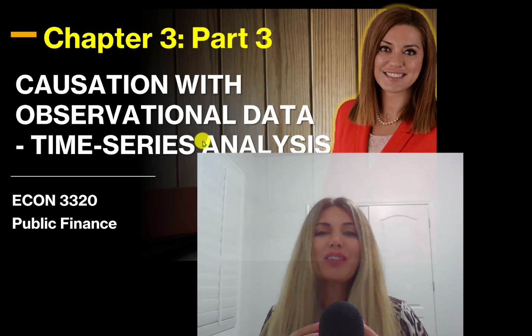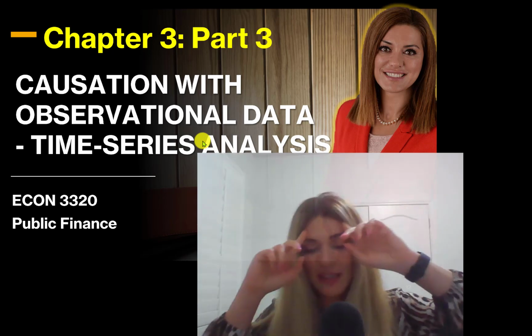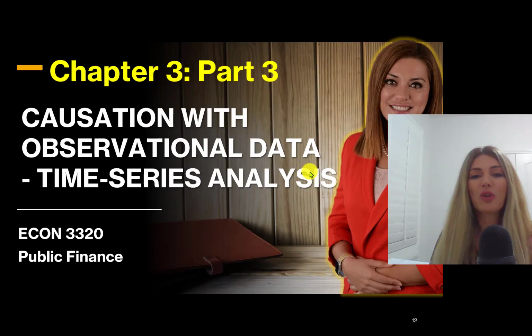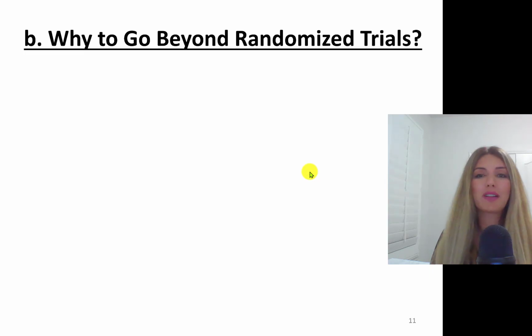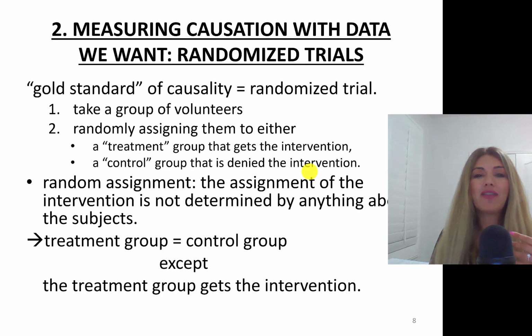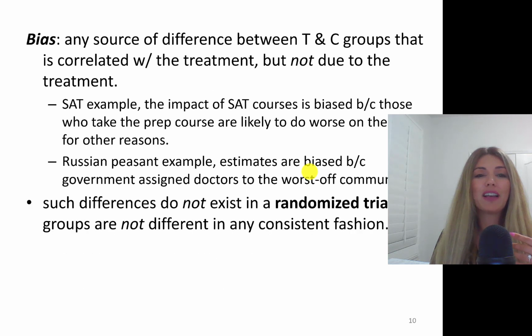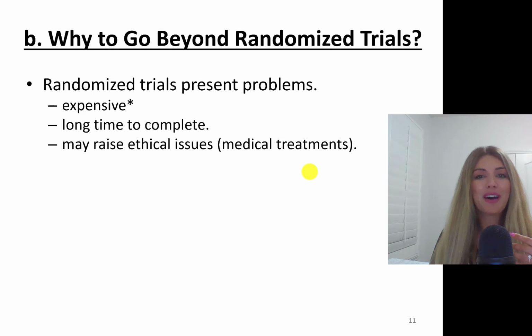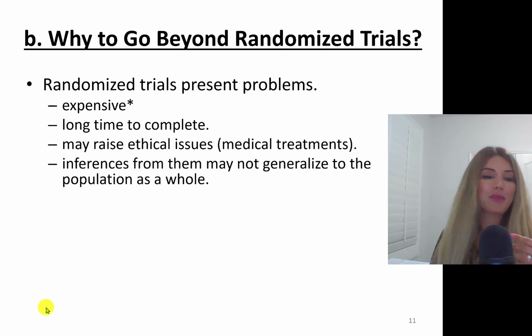In this part, we are studying the time series data. We are going to talk about causation with observational data and time series data. Time series analysis is the first step. We talked about the gold standard of causation, which is randomized trials, in the previous part. And we also talked about why randomized trials are hard to come by, or the issues with randomized trials.